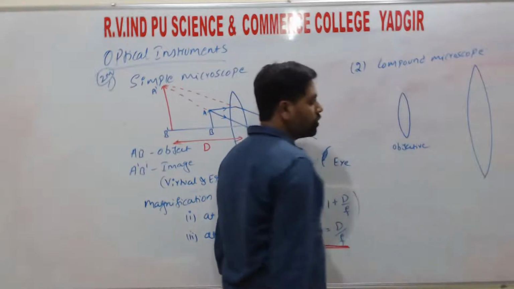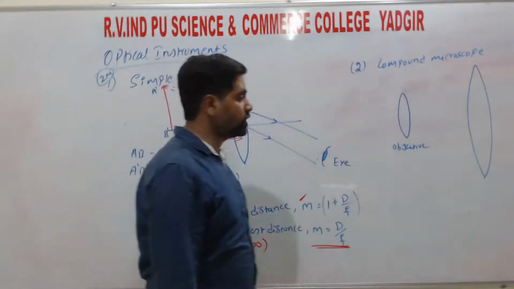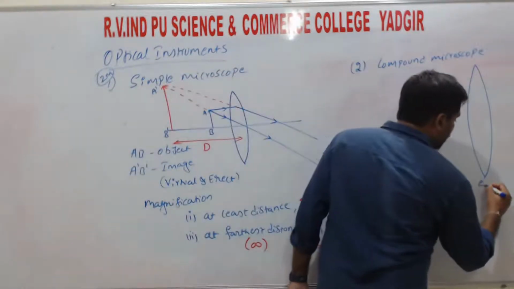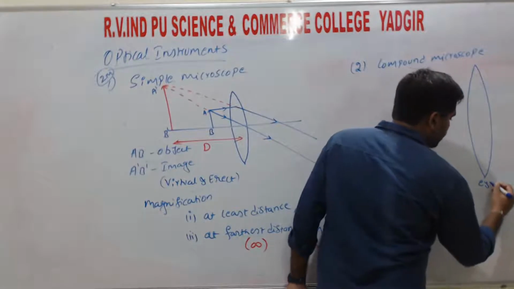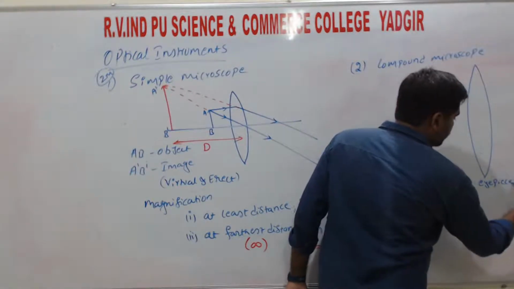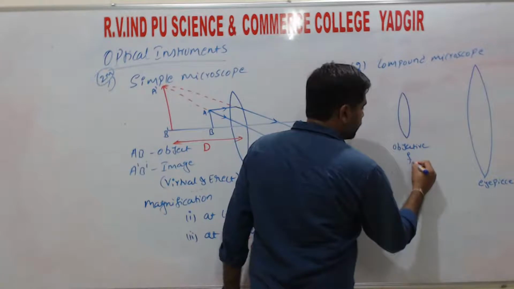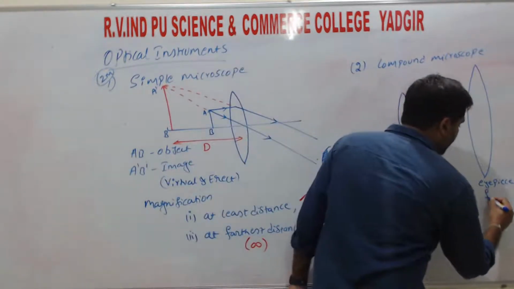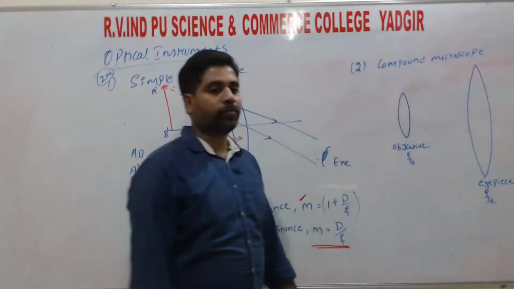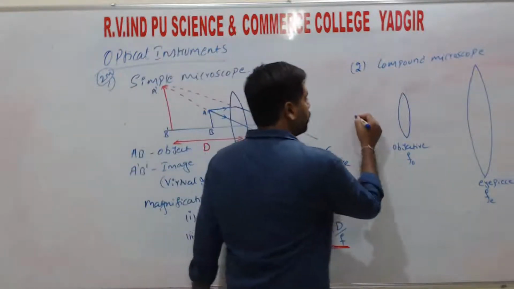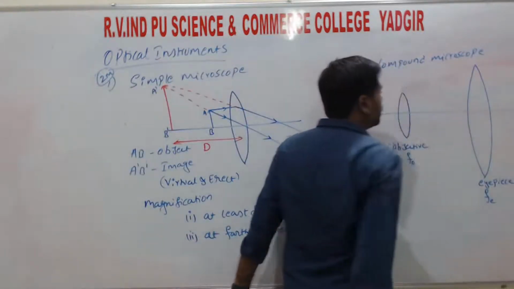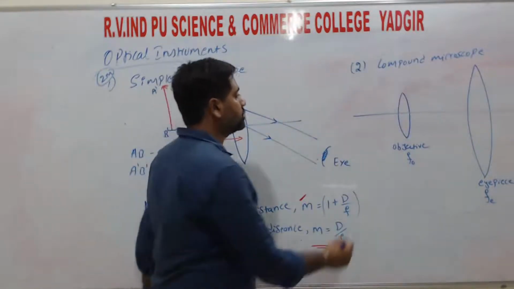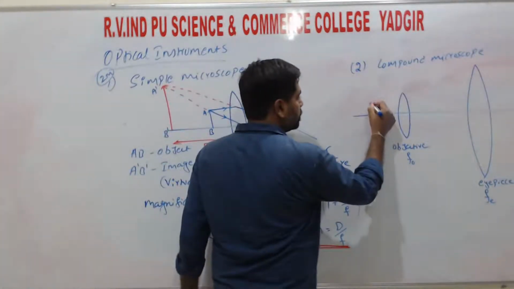The lens which is near to the object, that one we call as objective, and the lens which is near to the eye, that one we call as eyepiece. So the focal length of the objective we take as FO, and the focal length of the eyepiece we take as FE, right? So if we draw, this one is the principal axis and this one is the object AB.